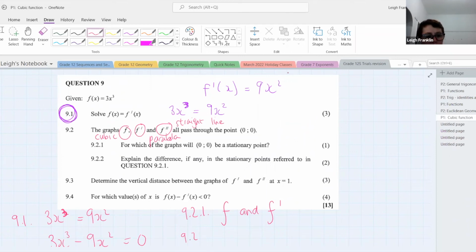9.2.2: explain the difference, if any, in the stationary points referred to in question 9.2.1. So what will it be for f and what will it be for f prime?